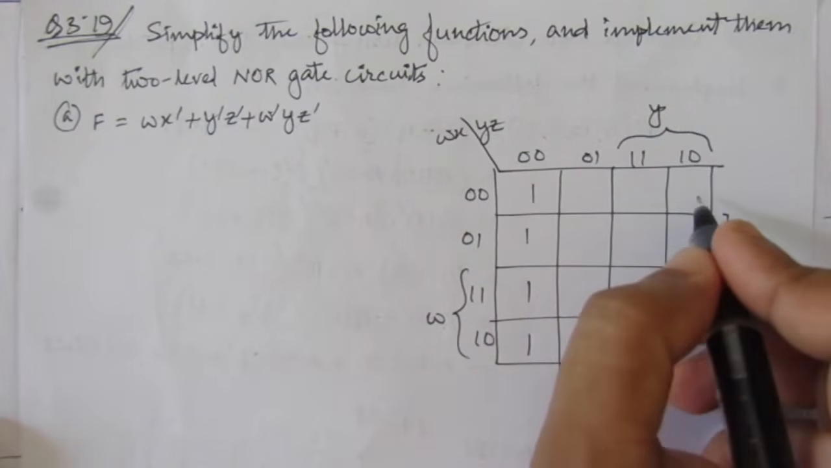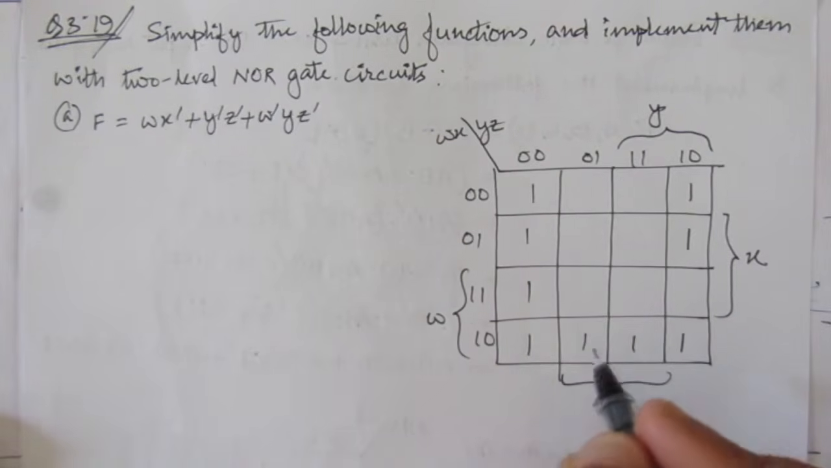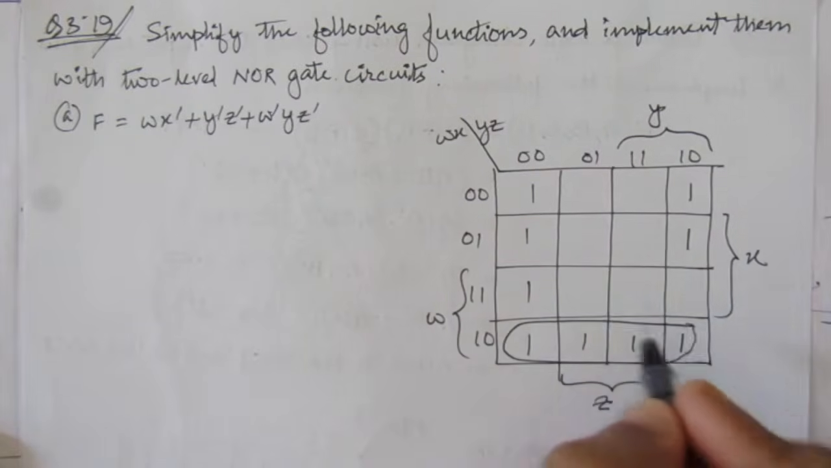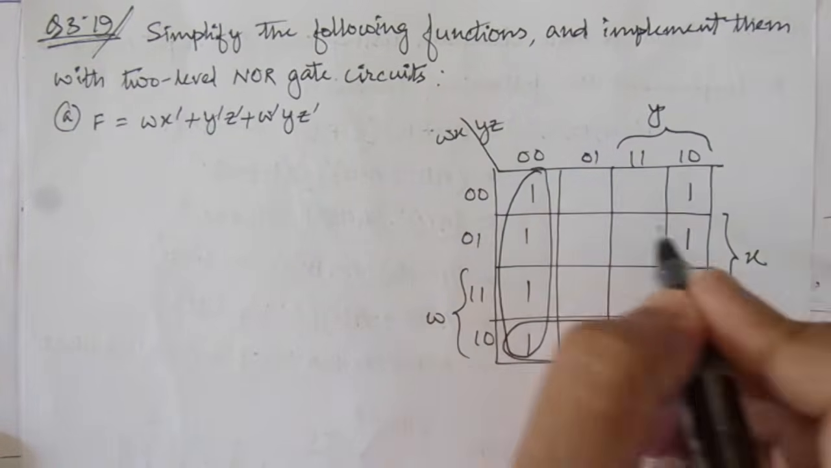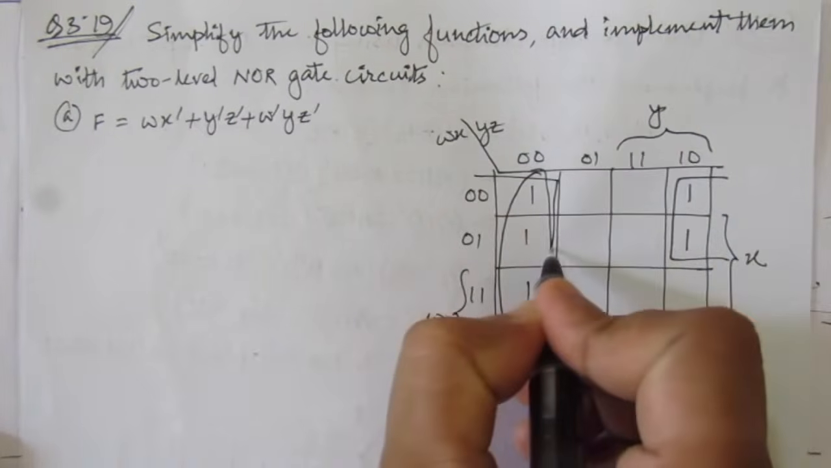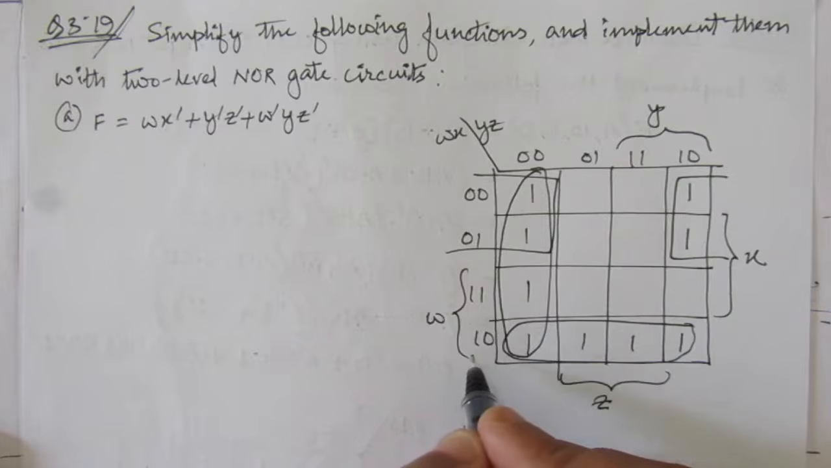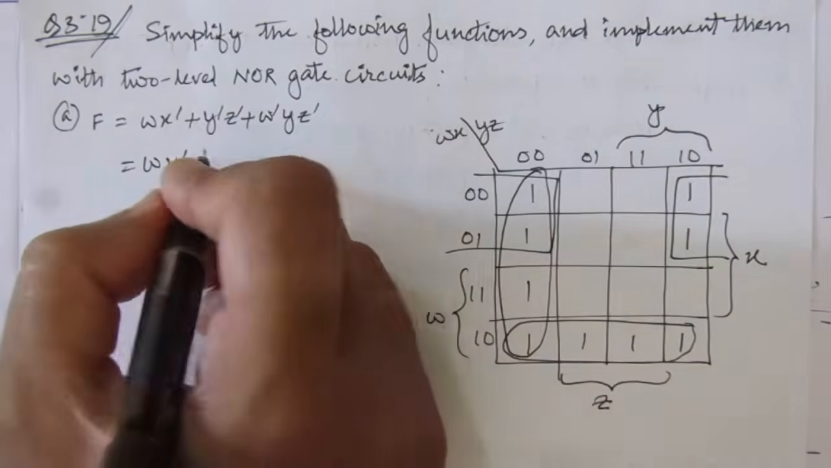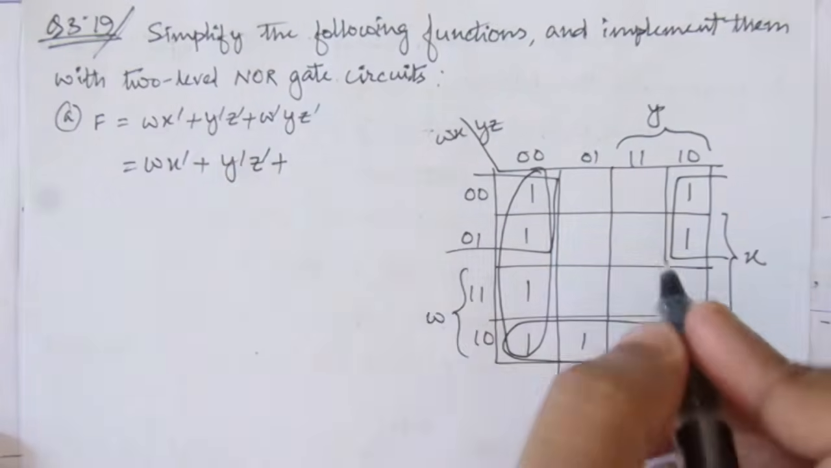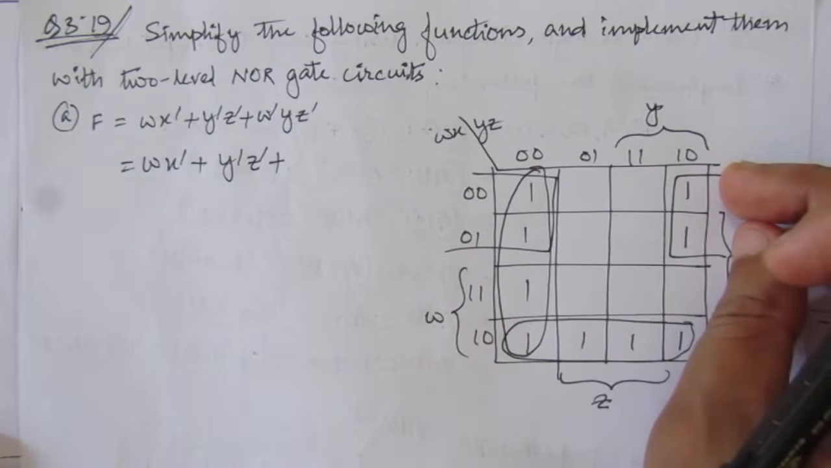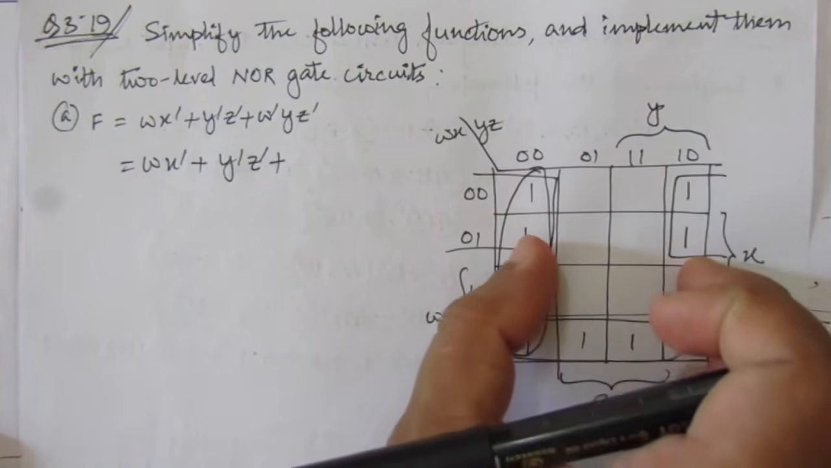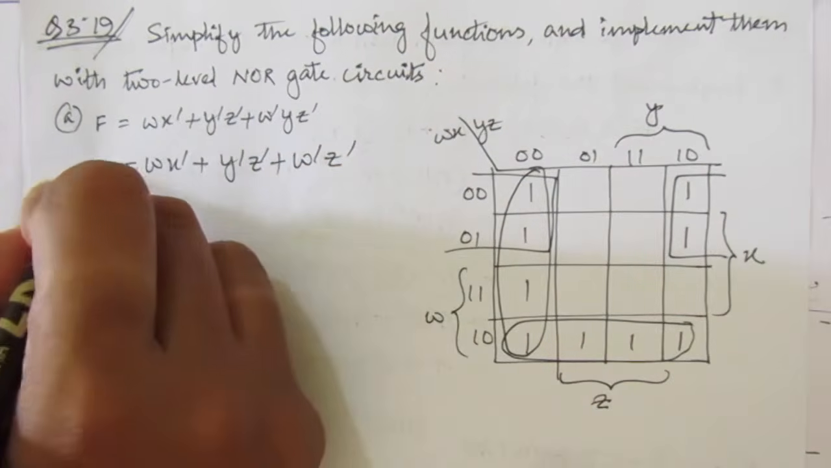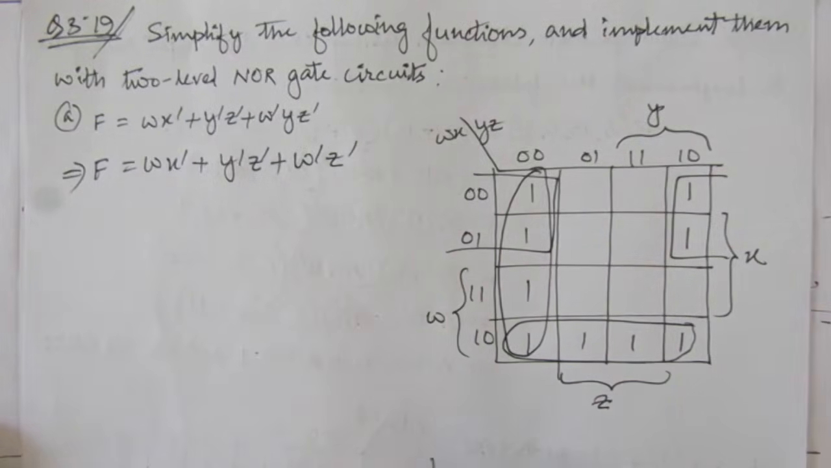We can see that w bar is there, so in the first and second rows and the fourth column, we have these two boxes in common. So we combine them like this; this will be one term, and the next one will be the third term. From these combinations we get f equal to wx bar plus y bar z bar plus, from these two rows we get w bar and from these two columns we get z bar, so w bar z bar. This is the simplified expression.